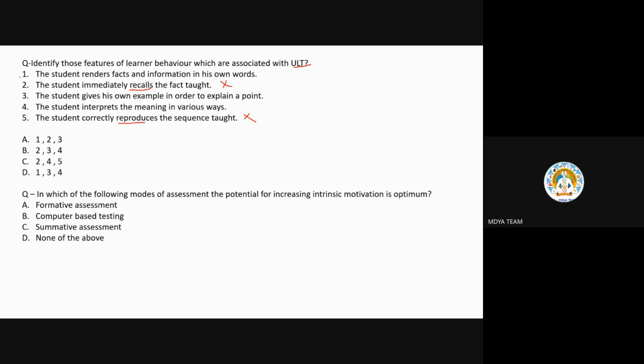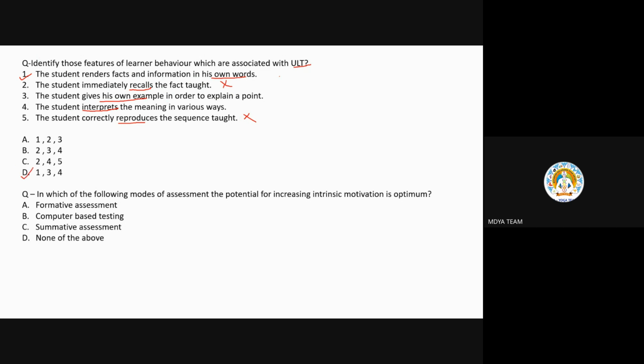So the first is the student renders facts and information in his own words. It means they are understanding the thing and using their own knowledge to bring out the facts and information. The student gives his own example. The student interprets the meaning in various ways. So if the learner is using different ways to interpret the meaning, it means he is using the understanding level of teaching. So the correct answer is first, third, and fourth. So D option is the correct option, right?